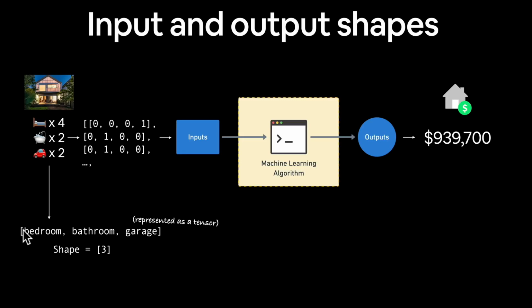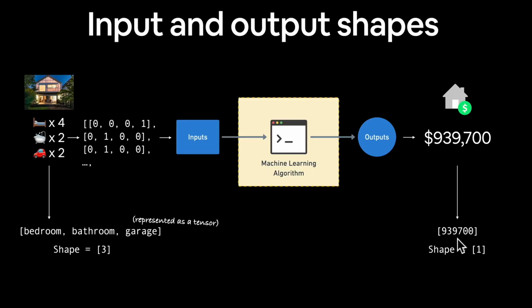So here we've got bedroom, bathroom, garage represented as a tensor. In this case, the shape is going to be 3 because we've got 3 input features. Now, don't be confused by this outer bracket here. Because we've got 3 input features, the shape of our input layer to our machine learning model is going to be 3: 1 for bedroom, 1 for bathroom, and 1 for garage. We'll represent this as a tensor. And for our outputs in our regression problem, in this case, can you guess the shape? It's going to be 1.